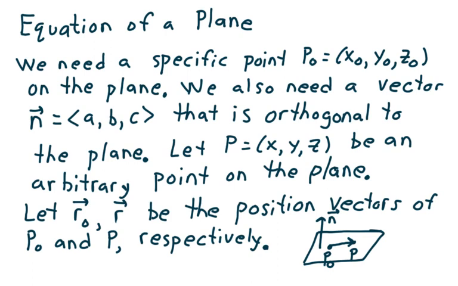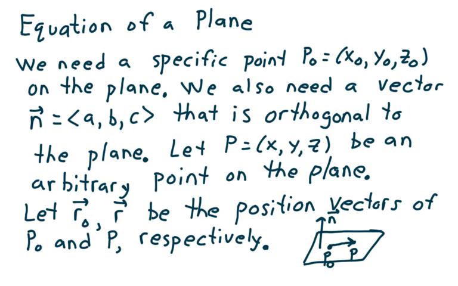Now, let's take a look at the equation of a plane. We need a specific point P sub 0, which is equal to x sub 0, y sub 0, z sub 0 on the plane. We also need a vector n, which is equal to ABC, that is orthogonal or perpendicular to the plane. Let P equal xyz be an arbitrary point on the plane. Now, let the vector r sub 0 and the vector r be the position vectors of P naught and P respectively.